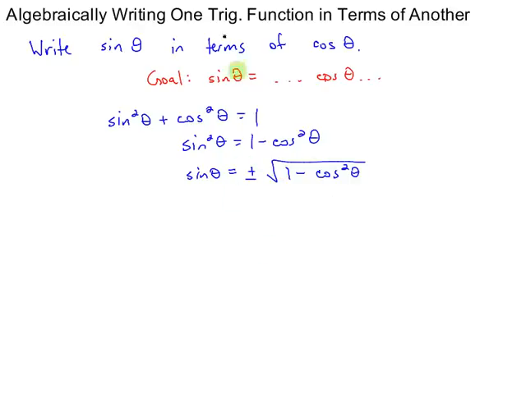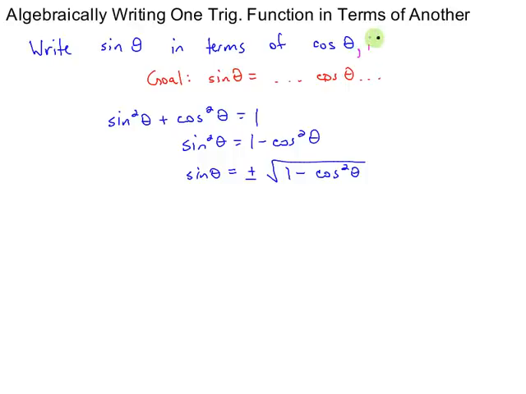Furthermore, what this is useful for is if I know a value for cosine of theta, I could actually plug it in, square it, subtract it from 1 and take the square root, and that would give me the value of my sine of theta. Alright? The other interesting aspect of this problem is the plus or minus. The plus or minus can be determined by specifying a quadrant in some way.